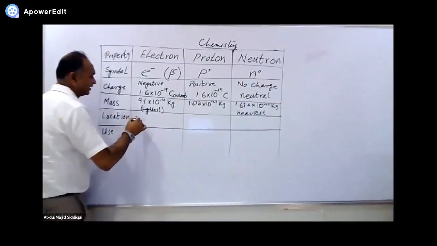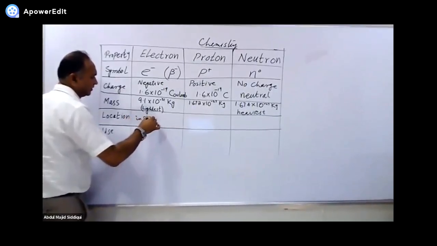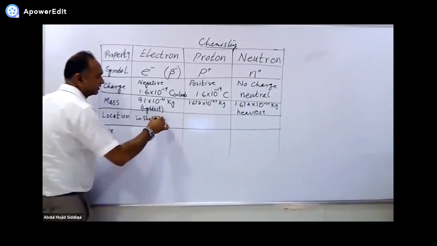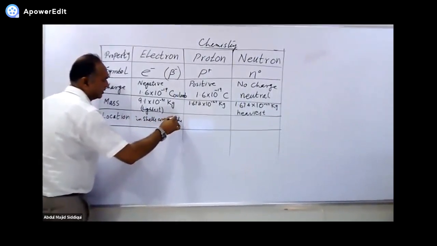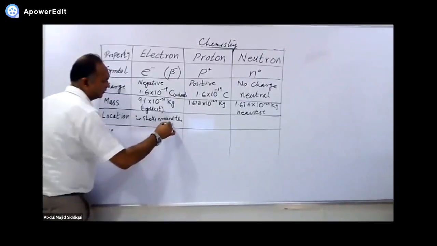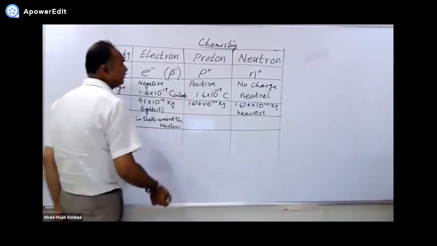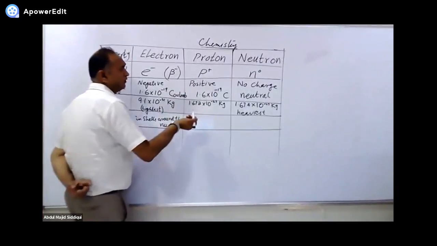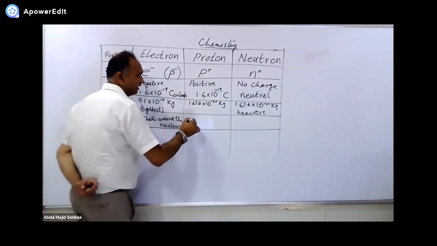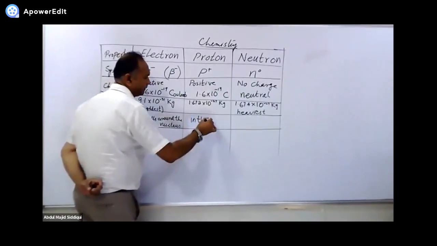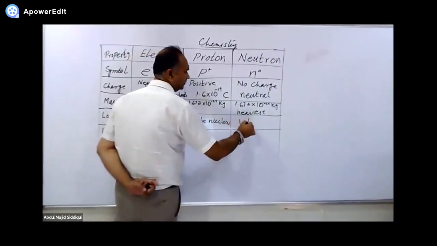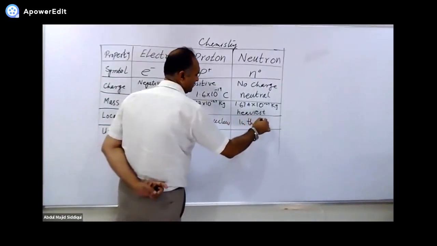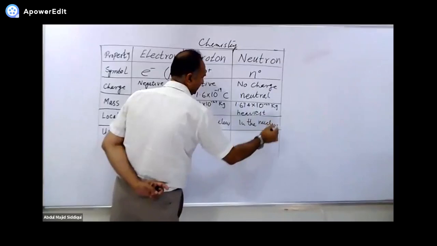Okay. Now location. You can find electron in shells around the nucleus. Around the nucleus. And where can we find protons? Inside the nucleus. In the nucleus. Okay.